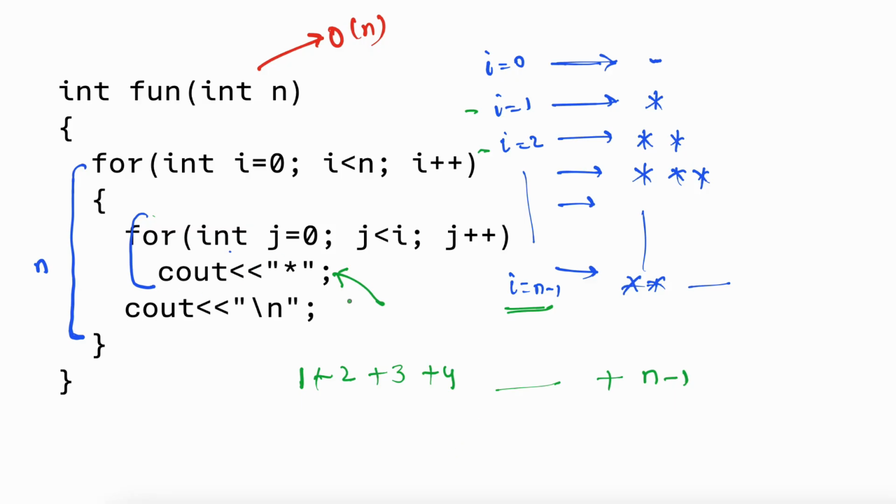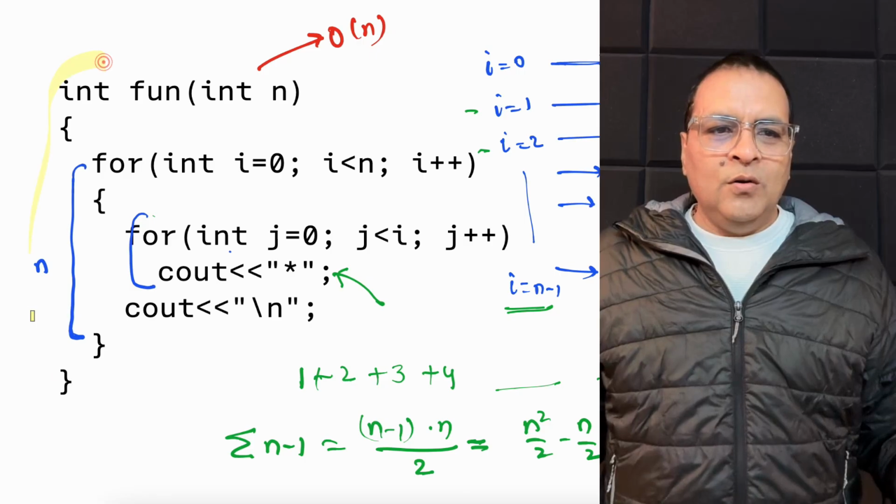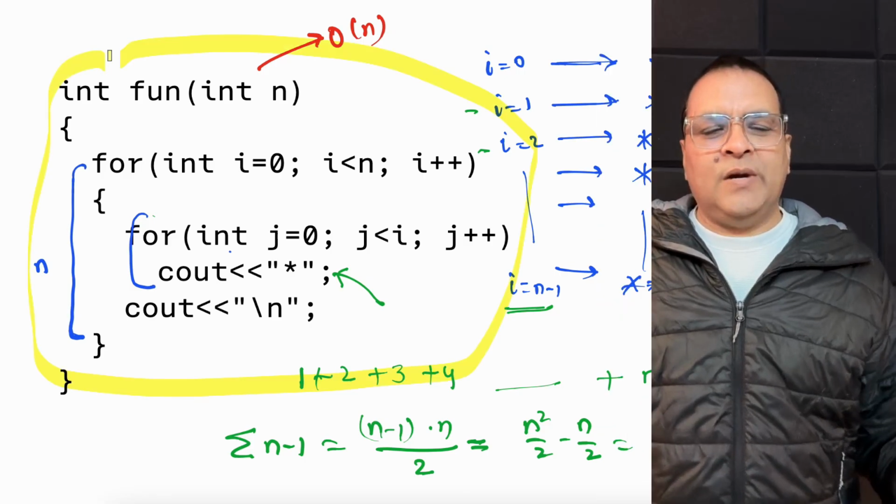So the total number of times this statement will execute will be the summation of 1 to n minus 1, which is equal to (n minus 1) into n divided by 2. This is a simple summation formula which you will get from mathematics. This will come out to be n square by 2 minus n by 2. If we find the asymptotic notation of this equation, it will be big O of n square, because we will be considering only the highest power. So this code will take big O of n square time.